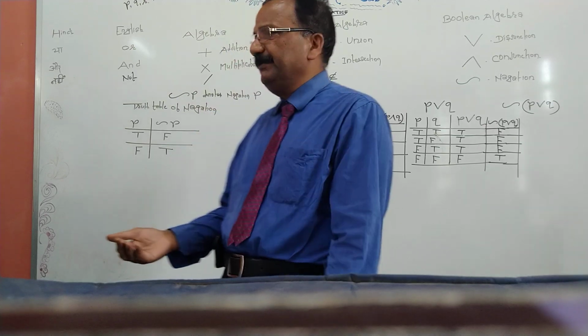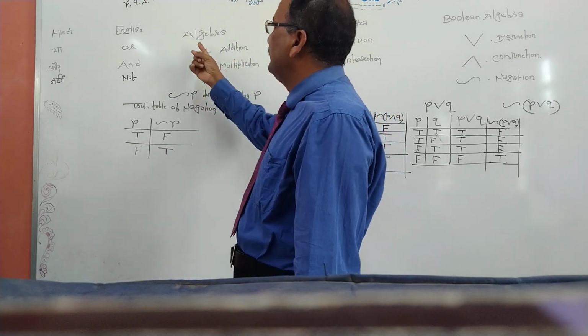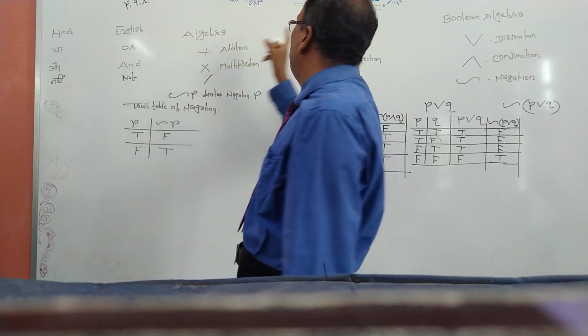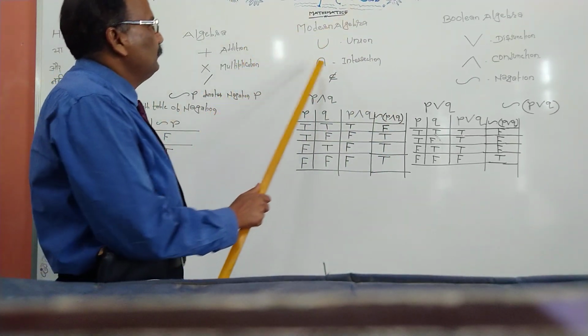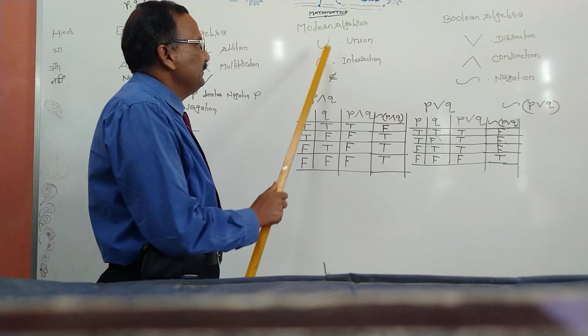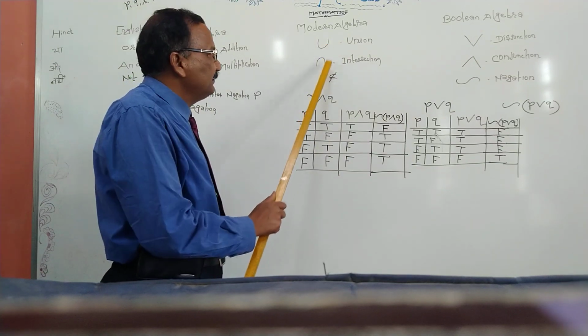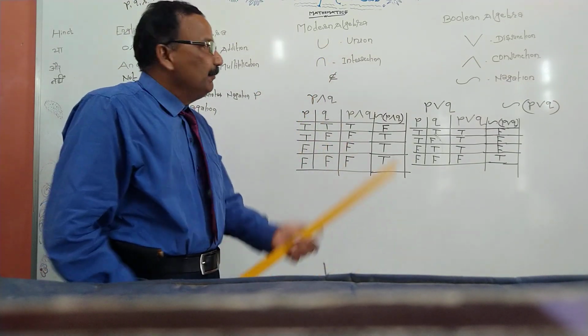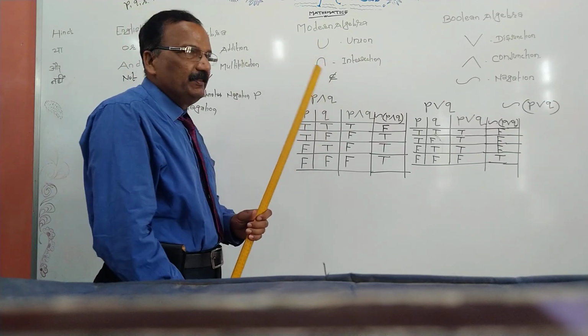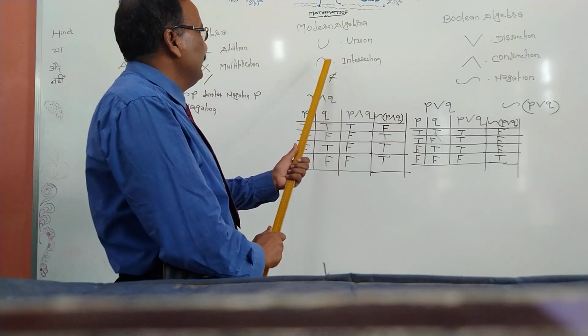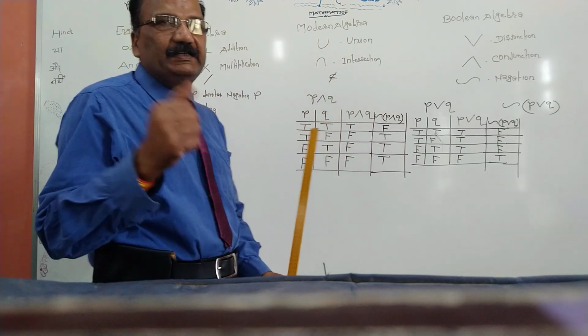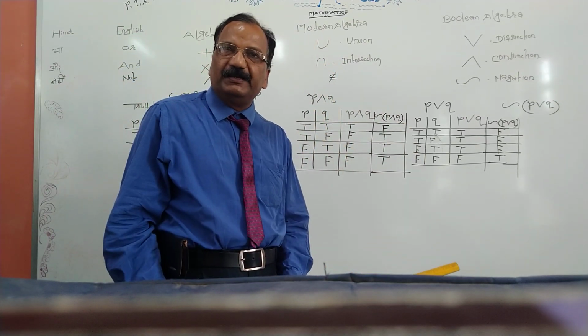Afterwards, in class 11, the students read modern algebra. In modern algebra, we use the symbols union and intersection. Both are binary operations. For making the union, 2 sets are required, A union B. Using the intersection, 2 sets are required, A intersection B.